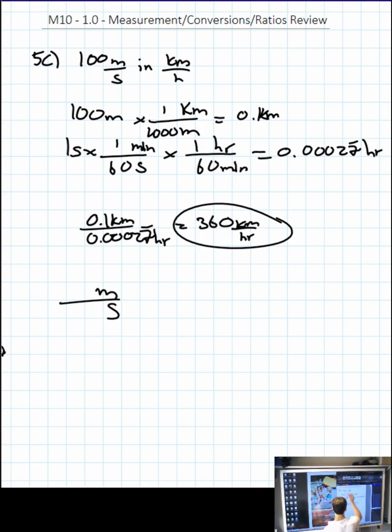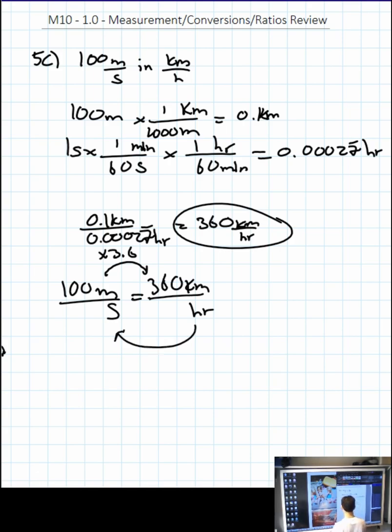Let's take 100 meters per second and convert it to kilometers per hour. If we want to get from meters per second to kilometers per hour, we simply multiply by 3.6. And we know 100 times 3.6 is 360. If we were to go in the other direction, we would simply divide by 3.6.